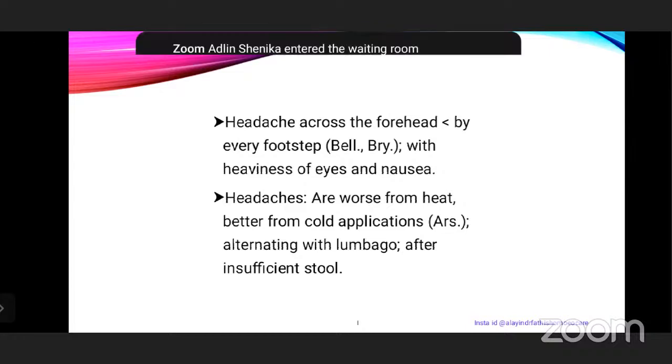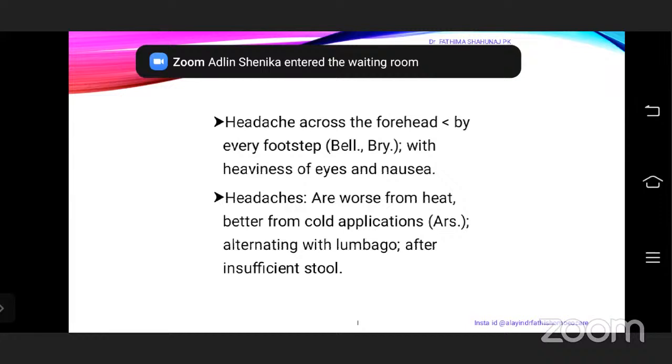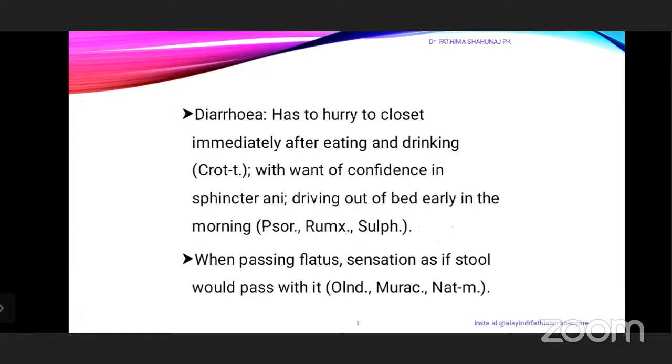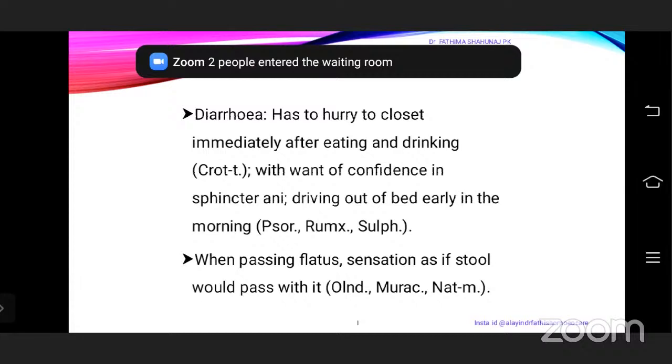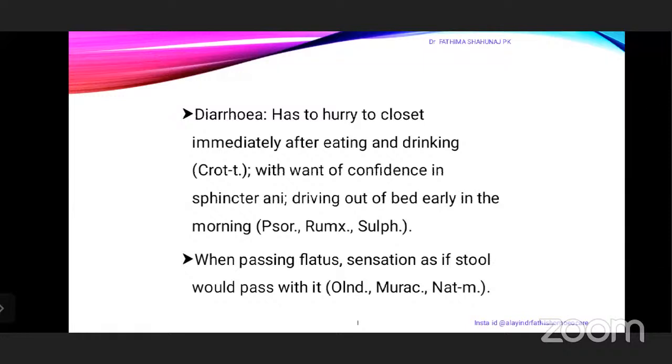Periodical burning pain with restlessness and with the cold skin. Then about diarrhea, has to hurry to closet immediately after eating and drinking. Psorinum is with want of confidence, sphincter ani, and driving out of bed early in the morning, which is combined with solanum, rumex, and sulphur.